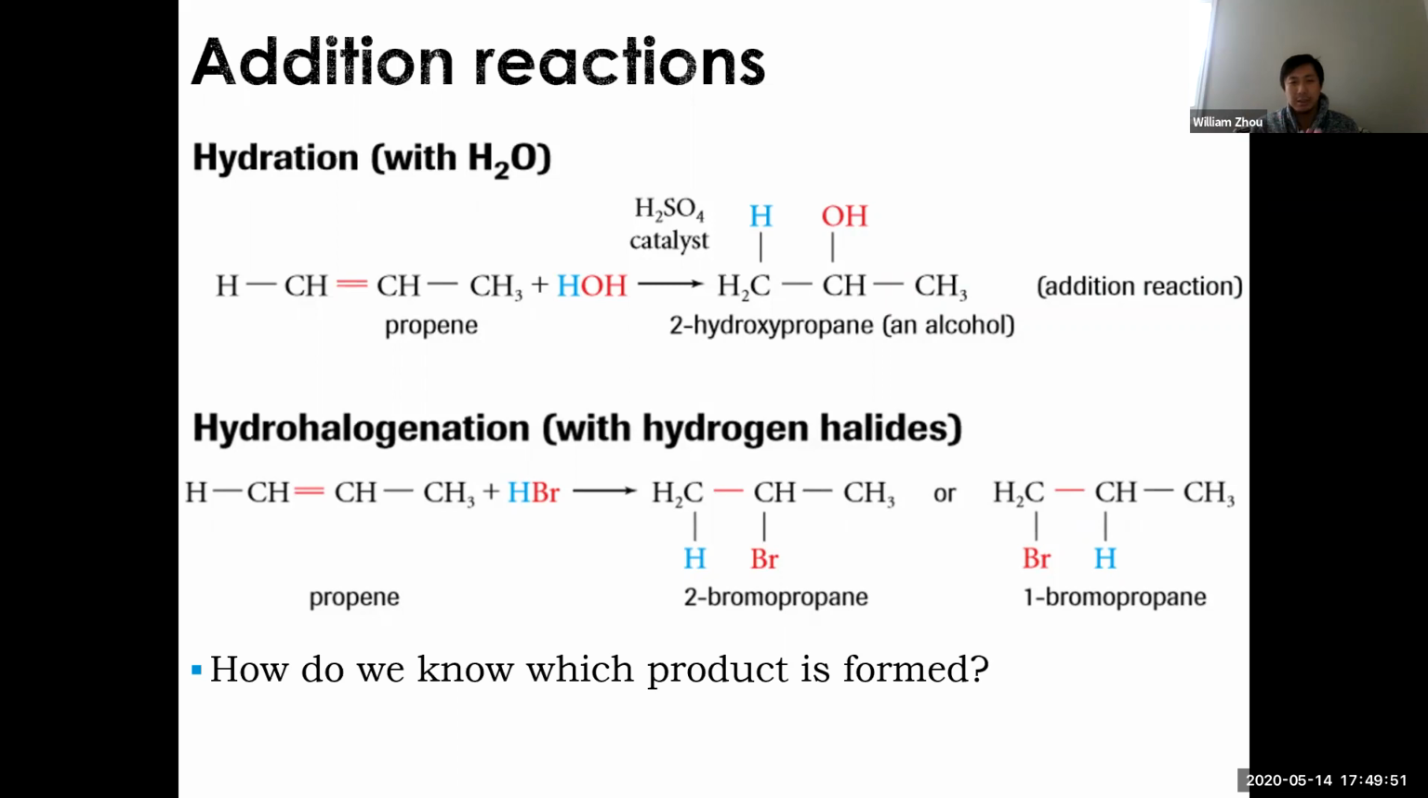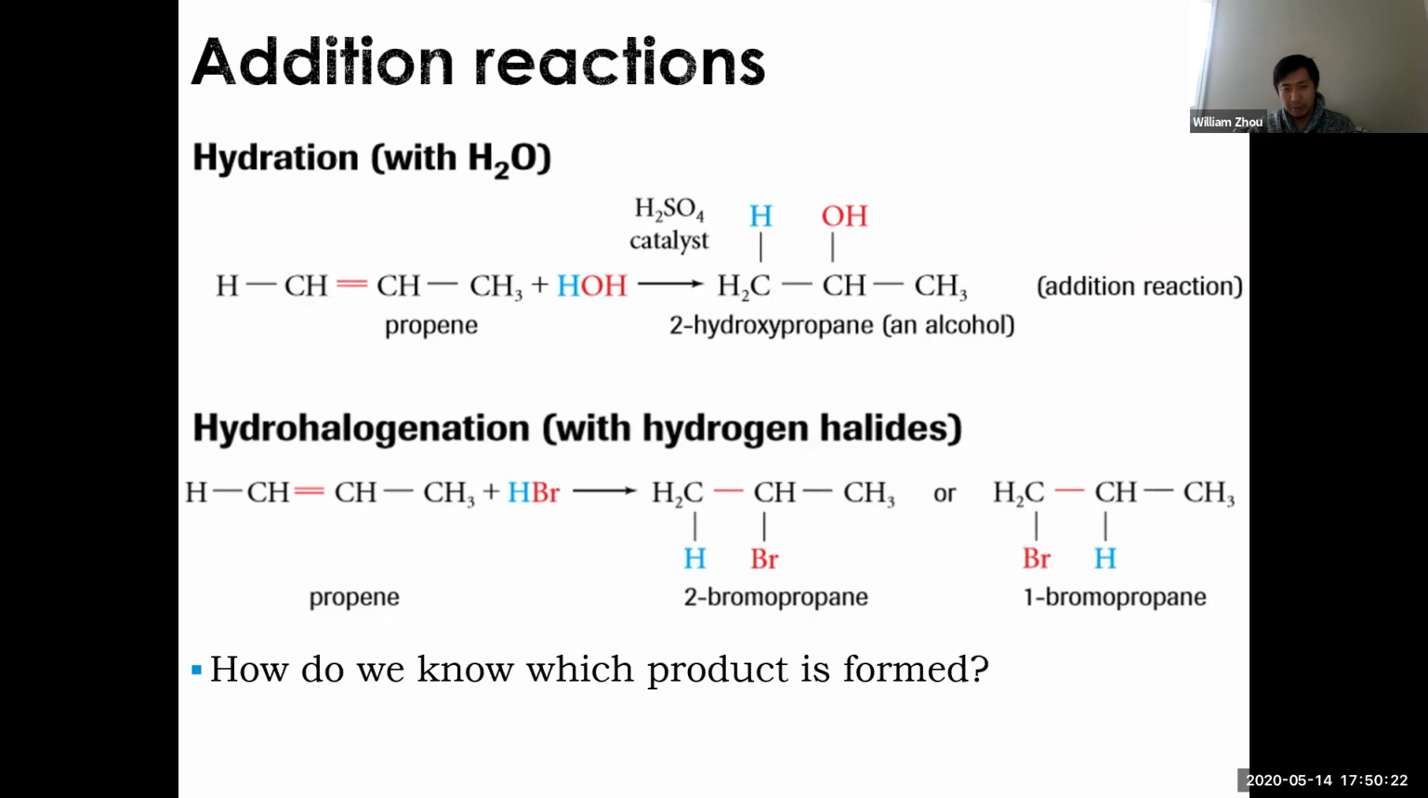The last one is hydrohalogenation. So you have hydrogen bonded to a halogen, so hydrogen halide. You can also mix this with an alkene. And when you do, the hydrogen will break off the halogen, and across the double bond, one carbon gets the H, one carbon gets the halogen. So in the hydrohalogenation reaction, you can see that you can have one of two products. The hydrogen can go on the first carbon, or the hydrogen can go on the second carbon.